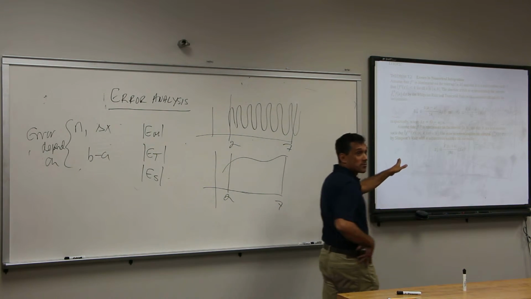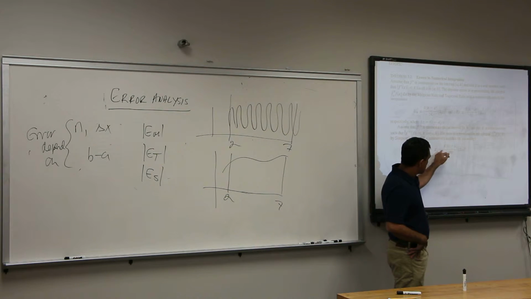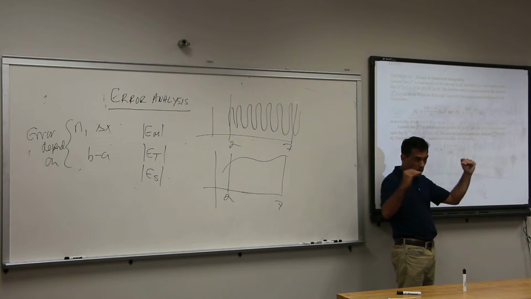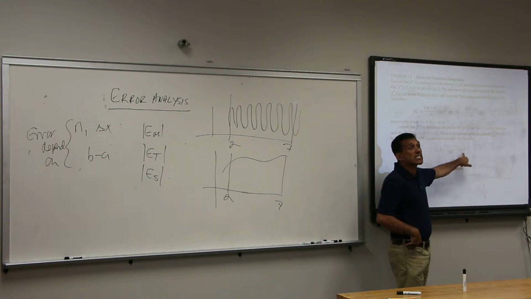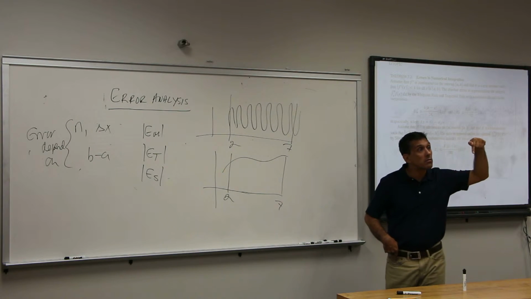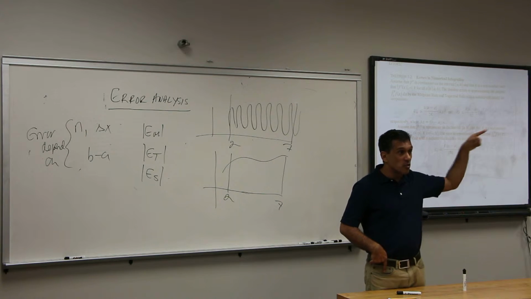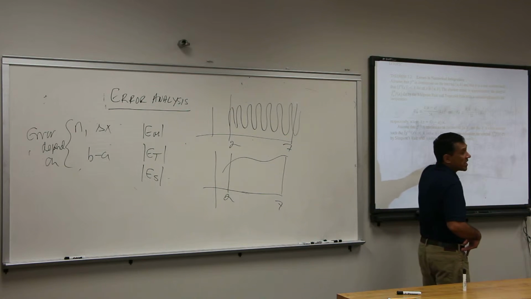Now Simpson's rule is very, very accurate. Your error will be proportional to the width of the interval. The larger the width of your interval, the larger your error. Delta x to the power 4. In other words, if your delta x is 0.01, you're going to do 0.01 times 0.01 times 0.01 times 0.01.